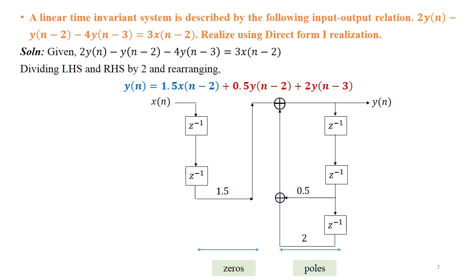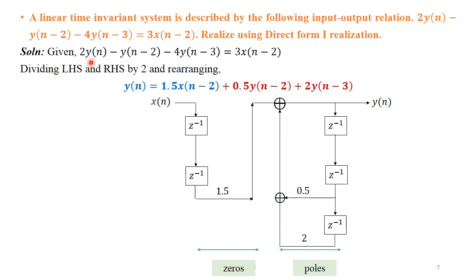Let us get into one more problem. All these problems are different varieties of problems, but only direct form 1 realization. Go through the statement. A linear time invariant system is described by the following input-output relation: 2y of n minus y of n minus 2 minus 4y of n minus 3 is equal to 3x of n minus 2. Realize using direct form 1 realization.